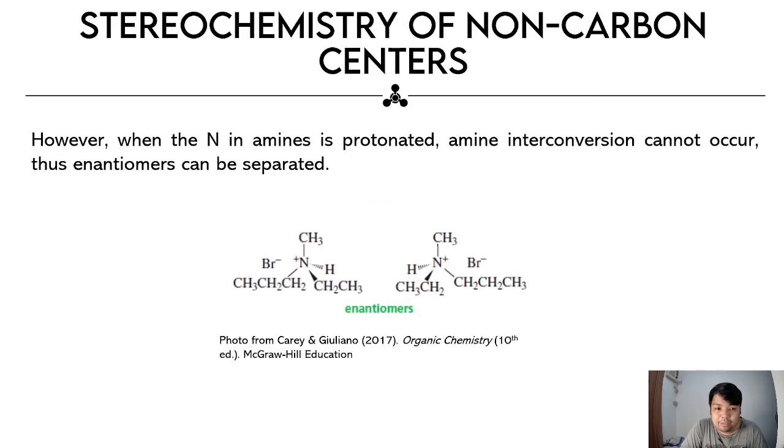Now, when you transform your amine into an ammonium salt, and it has 4 different substituents, since it already is an ammonium salt, the interconversion cannot occur, and thus your enantiomers can now be separated.